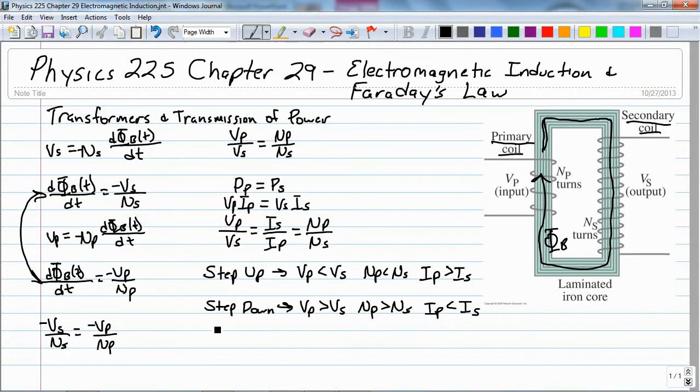Now, there is another form, it's used in specific applications, called an isolation transformer, and that means that Vp is equal to Vs, Np is equal to Ns, and Ip is equal to Is. These are used to do just what the name says, isolate. You completely separate two circuits from each other.